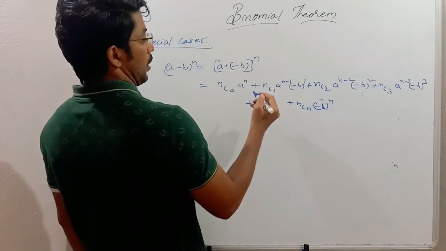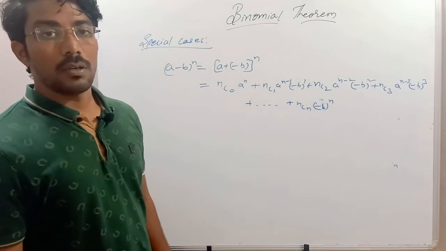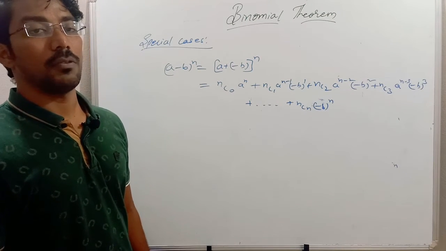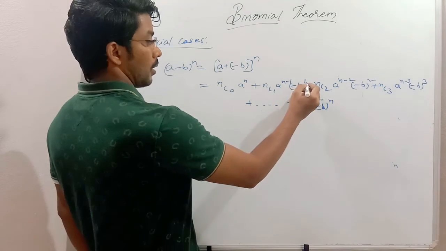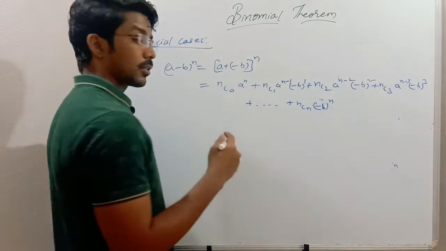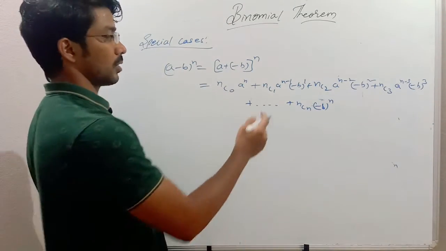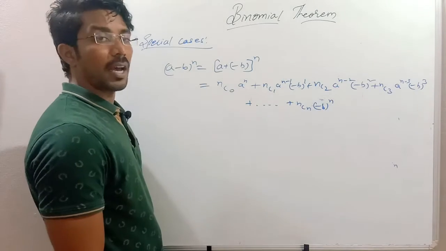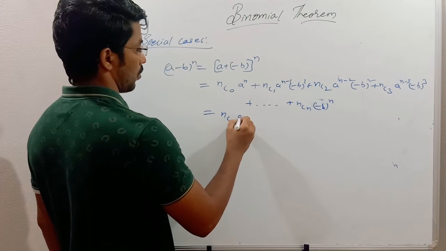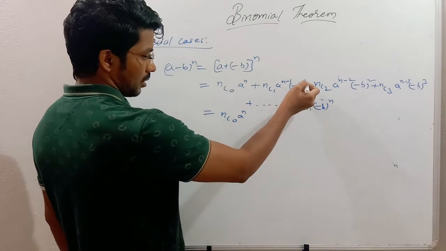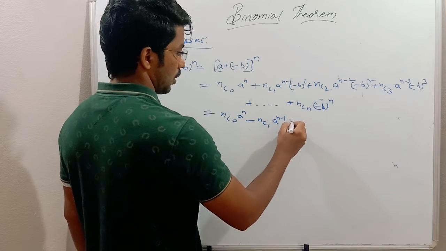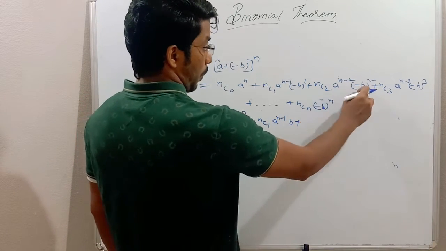We know that any negative number which has an odd power becomes a negative number. So here 3 is odd, and next 5 is odd, 7 is odd. Such negative numbers having an odd power become negative terms. So nC0 a^n, and as it is odd, the minus comes outside: minus nC1 a^(n-1) into b, plus (minus b) whole square.